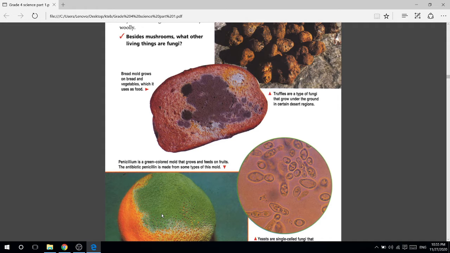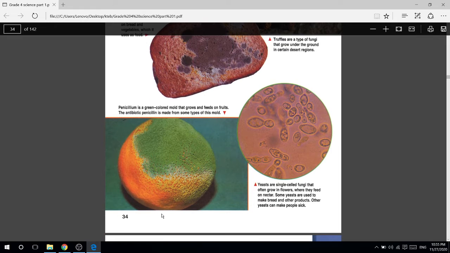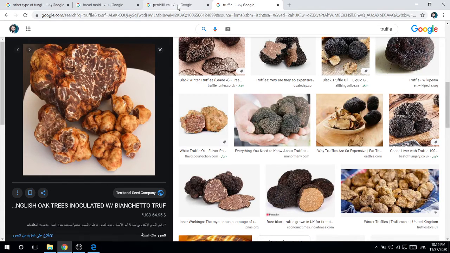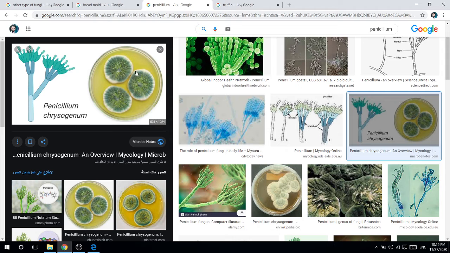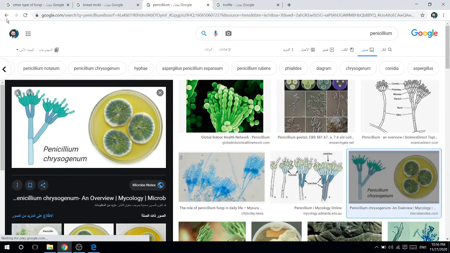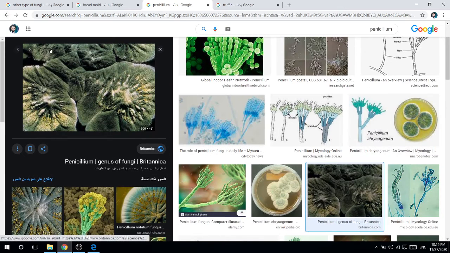Okay, as I told you, what is this? This is penicillium, the green kind of fungi. Let us look at the penicillium. Look, this is penicillium, the green. Do you see that green mold growing on the fruits? Okay students, where does it grow? It grows on the fruits. For example, the green colored mold.